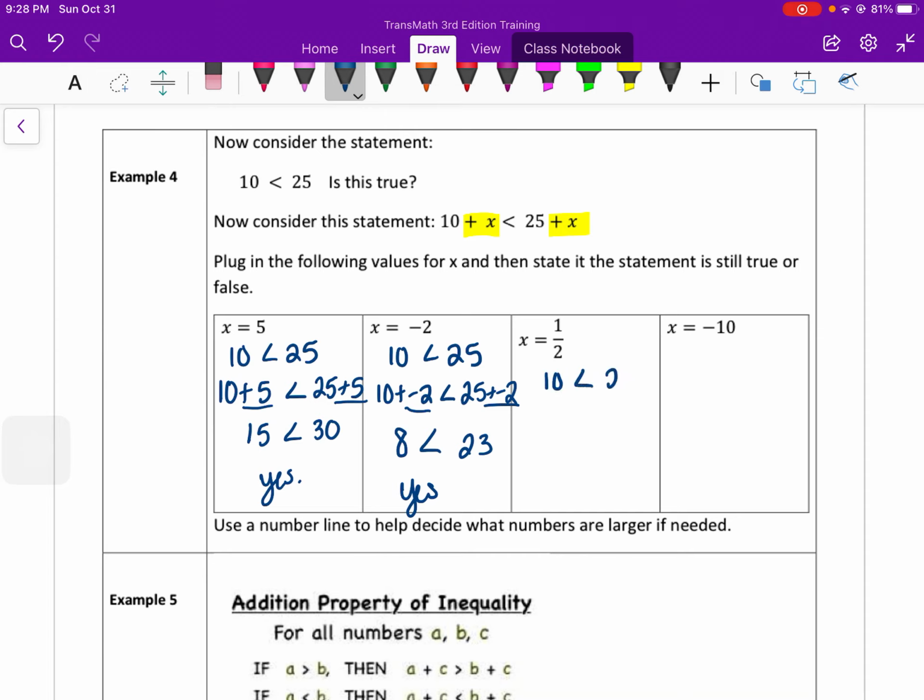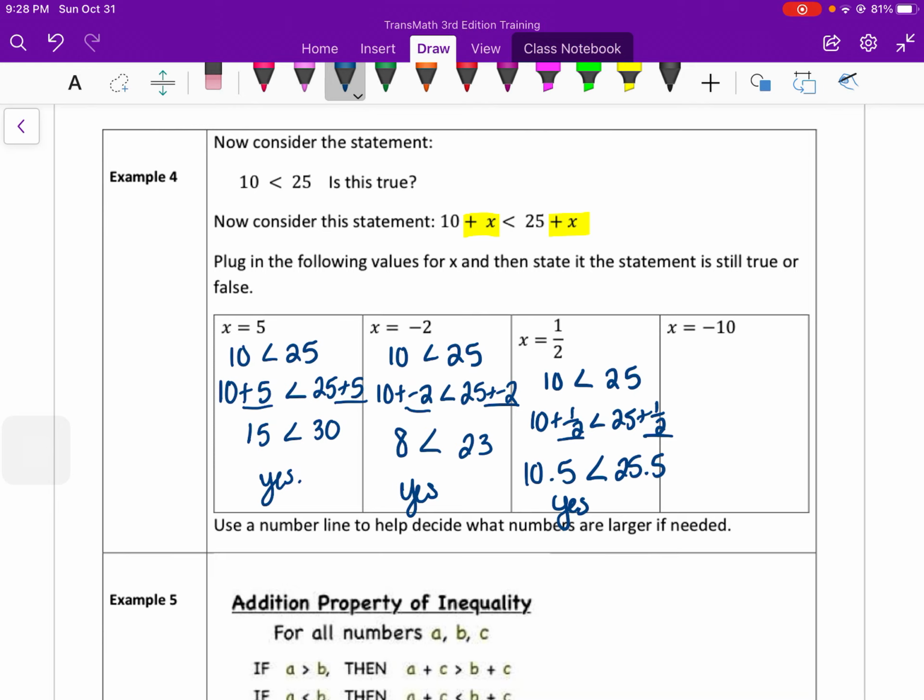Let's try it with a fraction. 10 is less than 25. Is 10 plus 1/2 less than 25 plus 1/2? Well, 10 plus 1/2 would be 10.5, and 25 plus 1/2 would be 25.5. And 10.5 is still less than 25.5. So this is still true. So you could add a fraction to both sides of an inequality, and the inequality stays true.